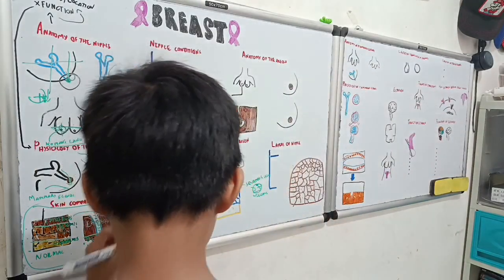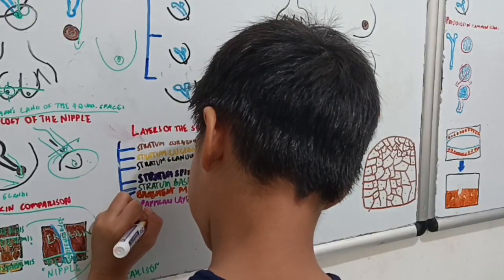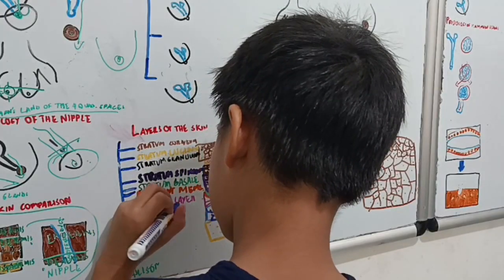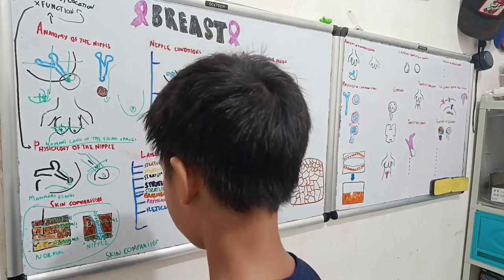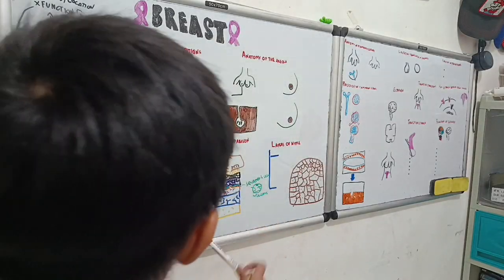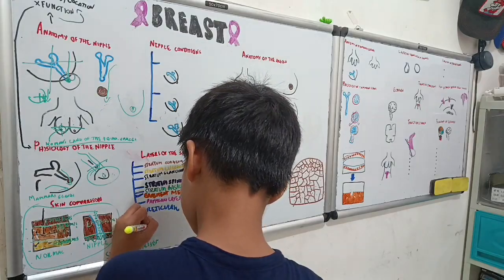What about the outer part right here? The reticular dermis. It's the reticular dermis actually. What's this last part? That's the hypodermis.